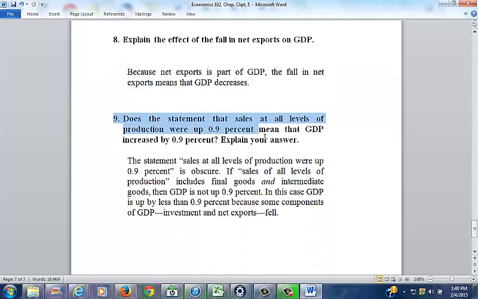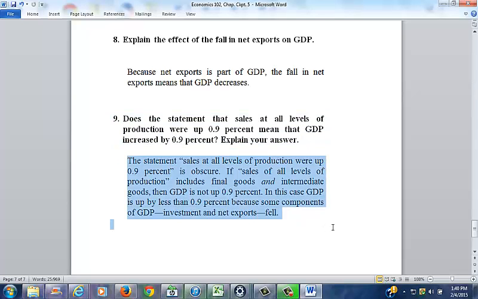Question 9. Does the statement that sales at all levels of production were up 0.9% mean that GDP increased by 0.9%? Explain your answer. Well, the statement that all levels of production were up 0.9% is obscure. If sales at all levels of production include final goods and intermediate goods, then GDP is not up 0.9%. In this case, GDP is up by less than 0.9% because some components of GDP, such as investment and net exports, fell.